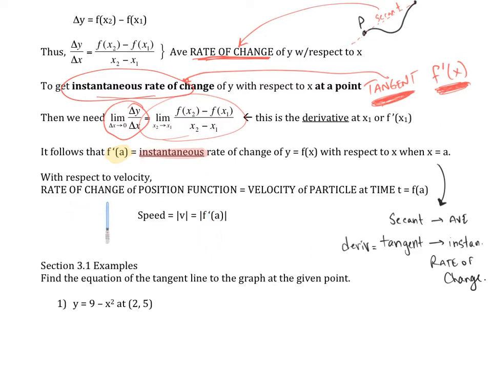So again, the rate of change of a position function is equal to the velocity at time t equals a. So the speed is the absolute value of the velocity, which is the derivative at a. Speed, remember, velocity is directional. Velocity can go forward or backwards. When we're talking about speed, we don't care if it's going forward or backwards. We just want to know the quantity, how much, how fast.